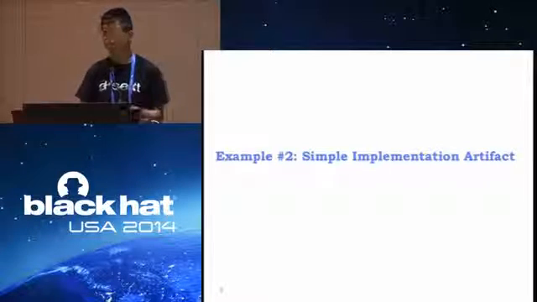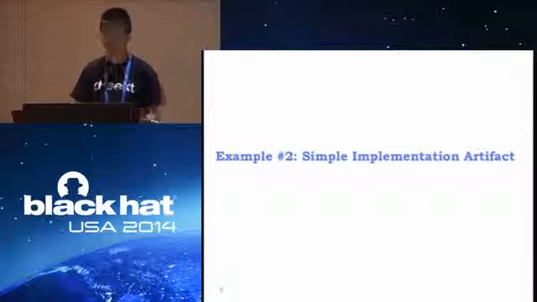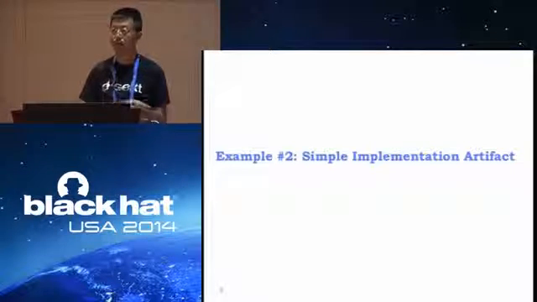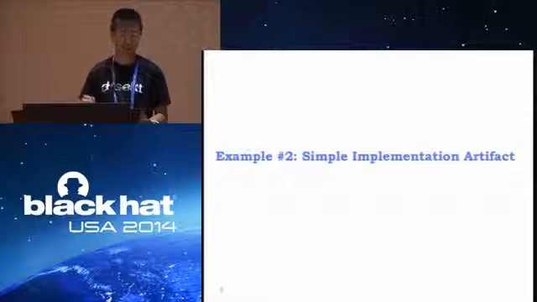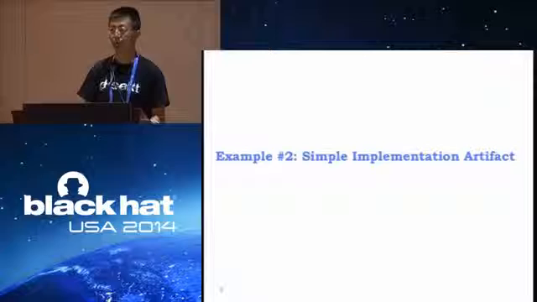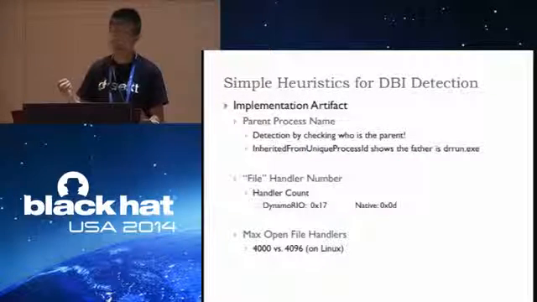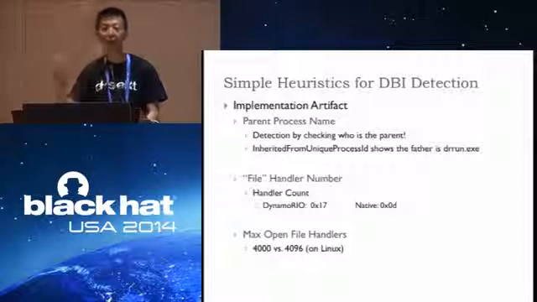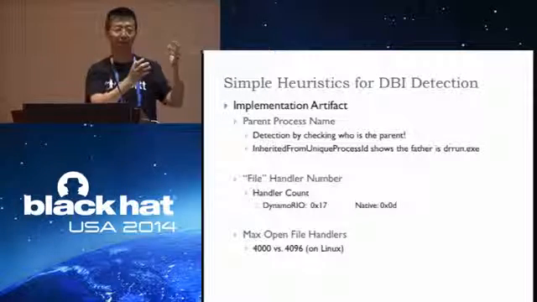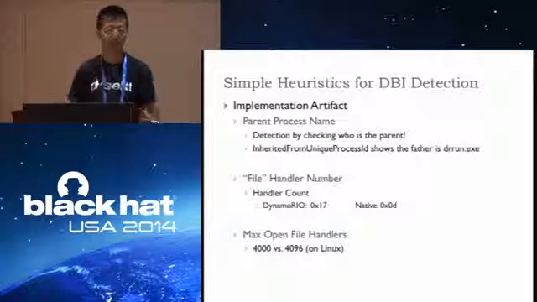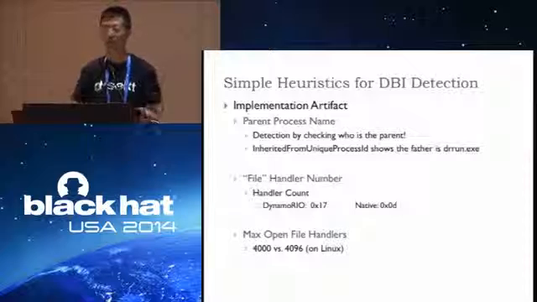The second group of attacks I want to present is about some simple implementation artifacts. These are probably there because the developer was not intentionally trying to hide everything, so they were just exposed, and by the way, all of this can be fixed. The very first example: if you make your program check who the parent process is, you would imagine it's the Linux shell or the Windows command prompt. Well, it turns out it tells you it's drrun, which is the DynamoRIO program.